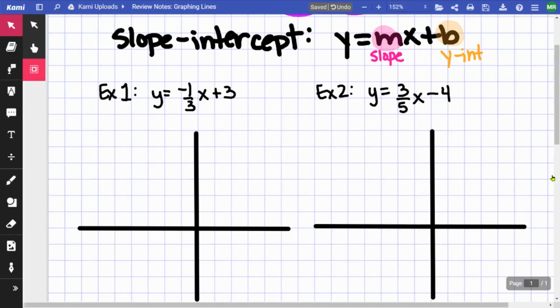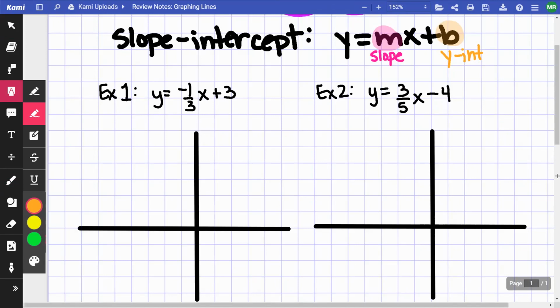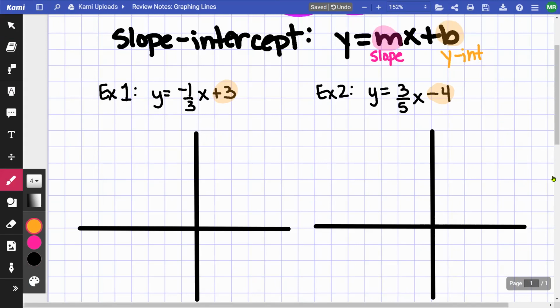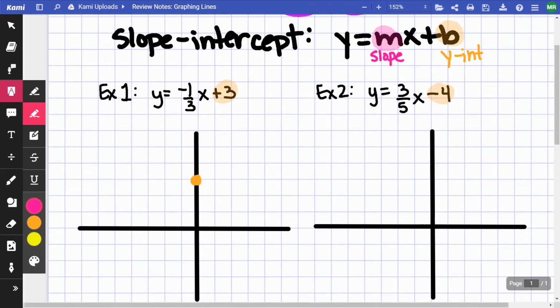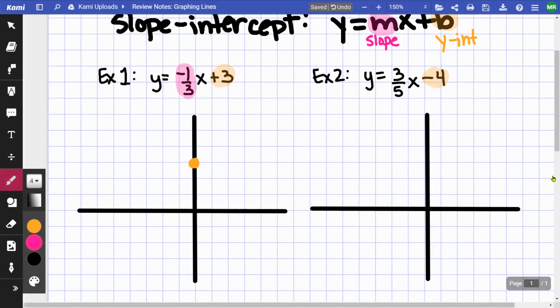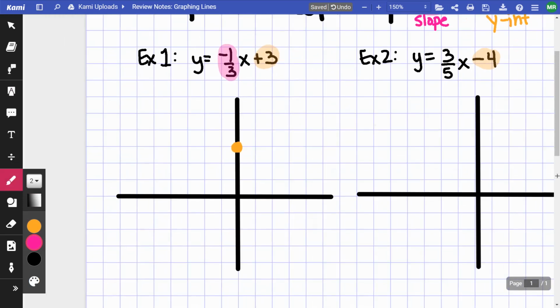So when we're graphing this, the very first thing we're going to do is start with our y-intercept. Okay, our y-intercept. So our y-intercept is the point where the graph crosses the y-axis. So I am going to go to 3, 1, 2, 3 on the y-axis. And then I'm going to be using the slope. This negative 1/3 is going to tell me how I'm moving. So if my slope, I'm going to jot it down here.